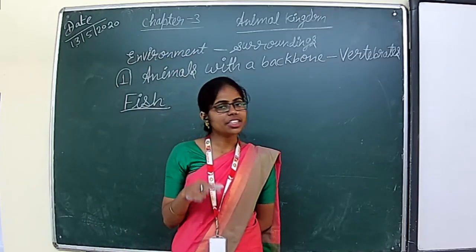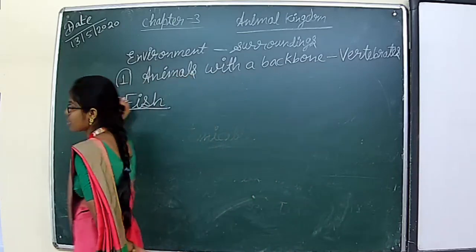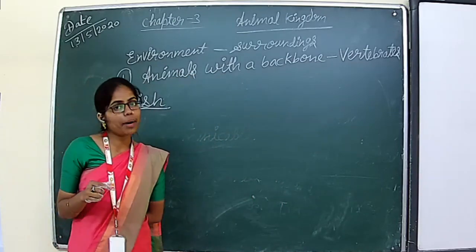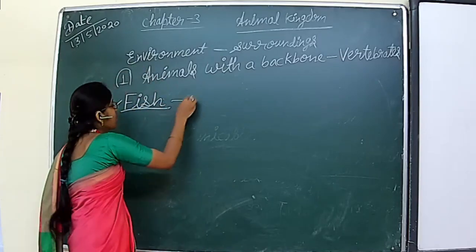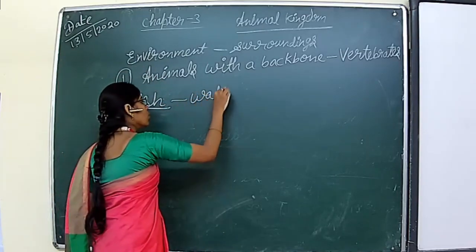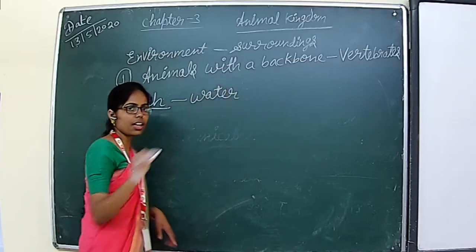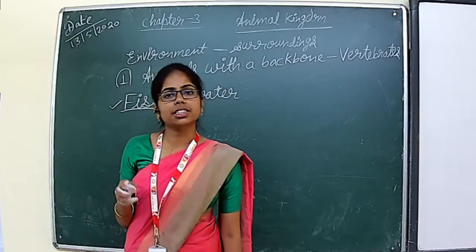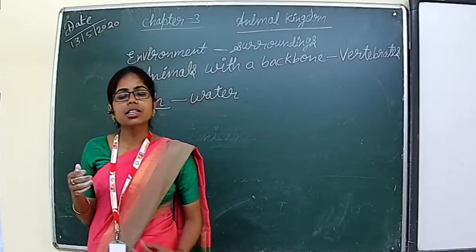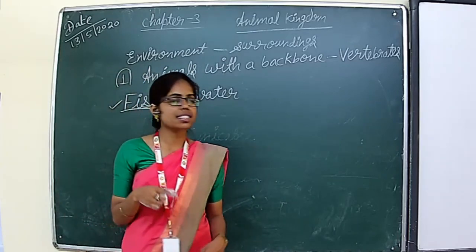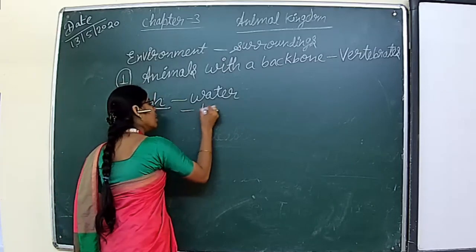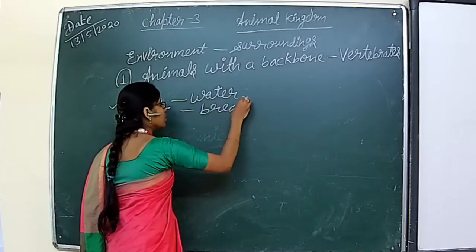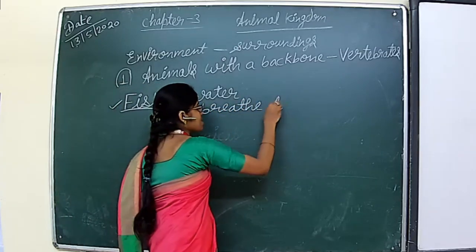First one, fish. Fish are the vertebrates that live in water. Where do they live? They live in water. Fish live in water. And most fish breathe through gills. How do they breathe? They breathe through gills.